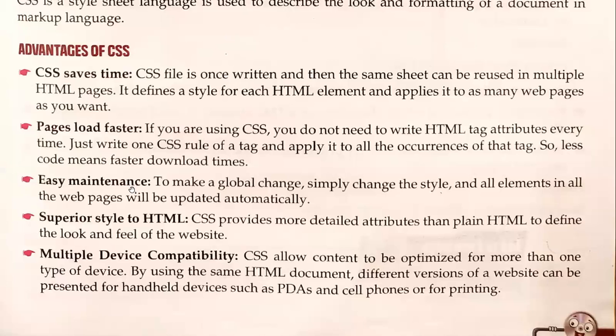Third one is easy maintenance. Easy maintenance means to make a global change, simply change the style. You do not need to change one element one by one. If you are changing the whole page, then apply the change only to the style, go to that style, and the changes you make in that style will reflect for the whole page. Getting my point or not?